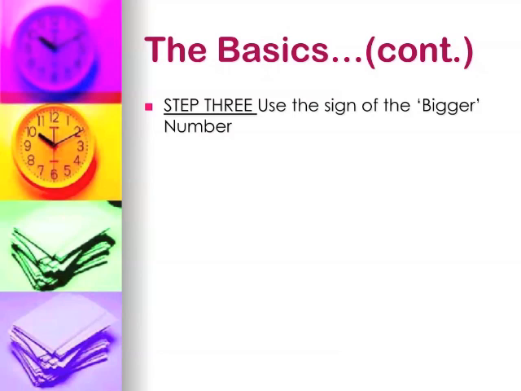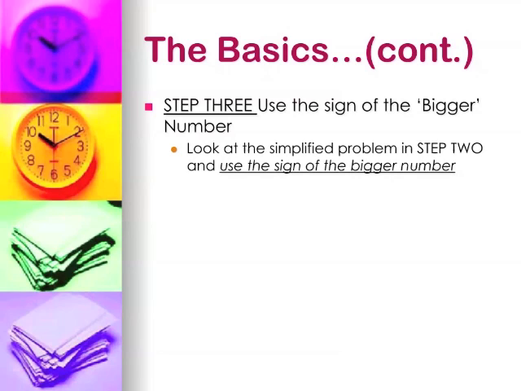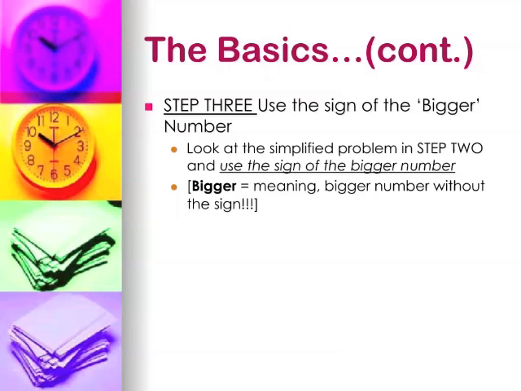So step 3 is use the sign of the bigger number. This might be a little confusing, so I'll try to break it down for you guys. First of all, you look at the simplified problem, which you simplified in step 2. And use the sign of the bigger number. The bigger number means the bigger number without the sign. So for example, you can have a negative 14 and a positive 13, but 14 would be bigger because you're not paying attention to the sign.